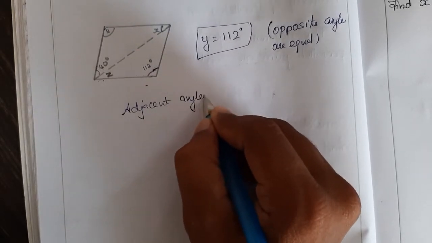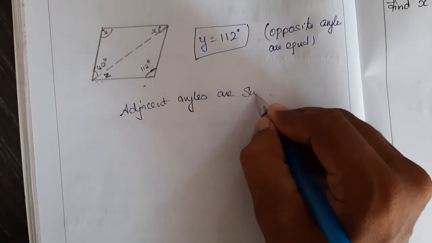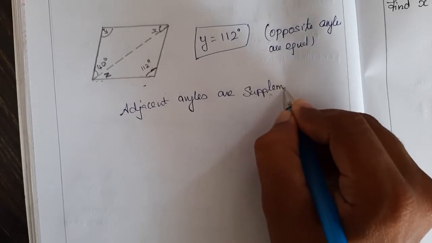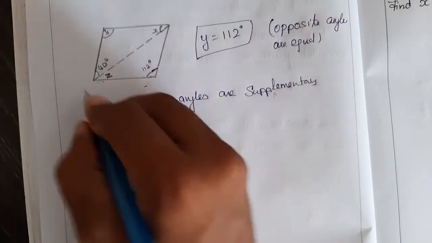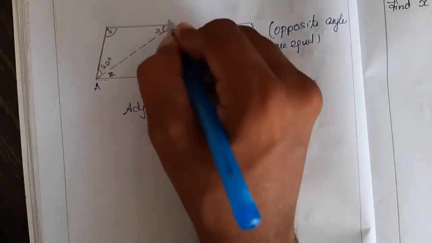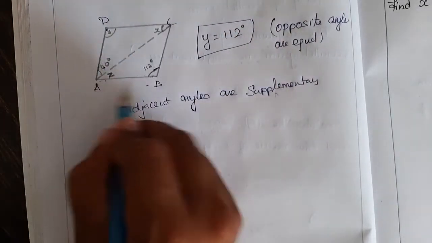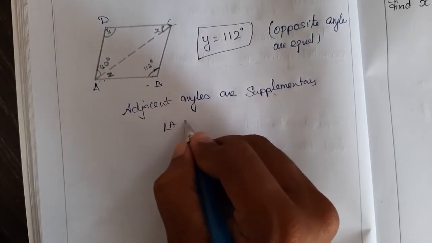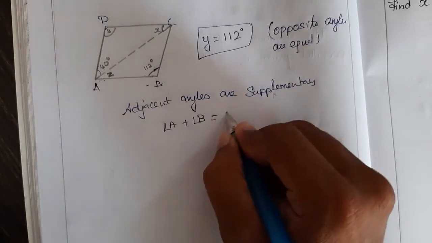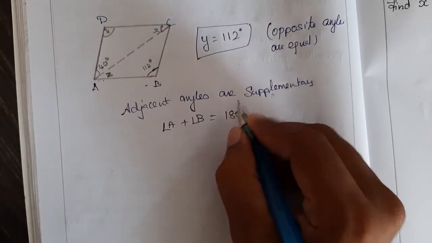Adjacent angles are supplementary. Let me name them A, B, C, D so that you will have a clear idea. So angles A and B are adjacent, so angle A plus angle B is equal to 180 degrees. What is the angle A?